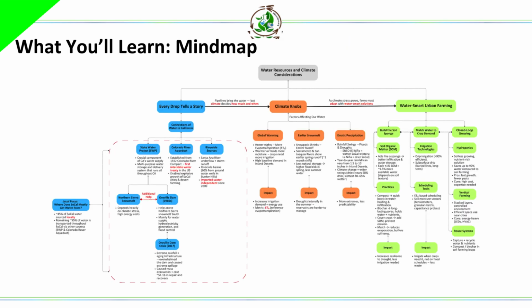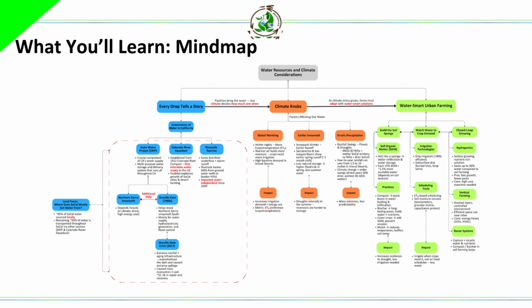This is a mind map of the whole module. It gives us a big picture view of how water and climate are connected to farming. On the left, we see "every drop tells a story." This section explains where California's water comes from: aqueducts, rivers, snowmelt, and dams. In the middle are the climate knobs: global warming, earlier snowmelt, and more erratic precipitation. These are like dials that change how much water we have and when. Notice the impacts listed underneath: more irrigation needs, more intense droughts, and less predictability.